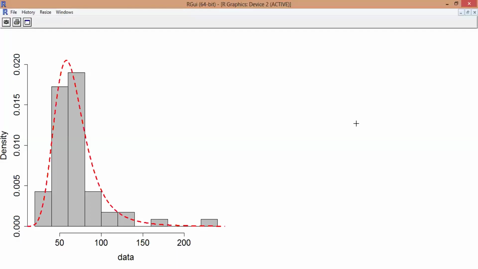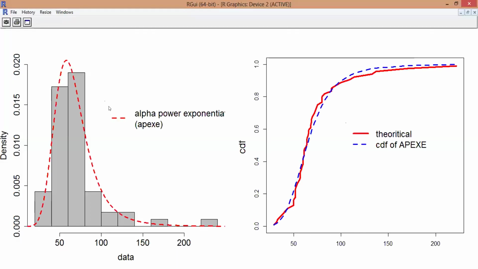Okay, we can check from the two figures, one for the density plot. The gray one means the histogram of the data, and the red one means the density function of the APXE, or alpha power exponential distribution. You can check here, the density function can capture the histogram data. So it means our parameter is very, very good because it can produce a good model.